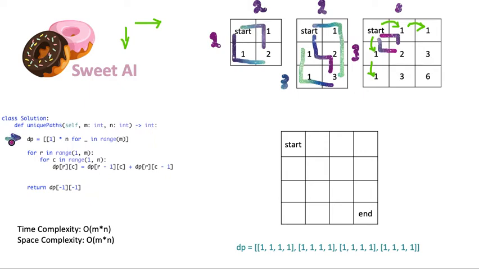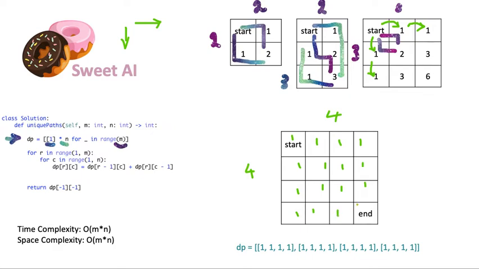How can we do that? We are going to define a grid which is m by n. We have m rows and n columns, and we're going to fill it with all ones. Let's say in this example we are doing a grid 4 by 4, and we're going to fill this grid with all ones.